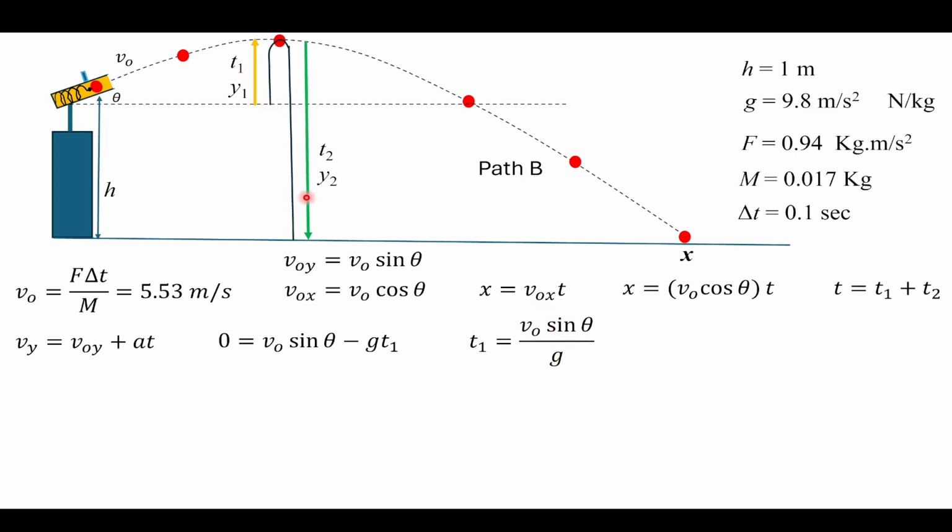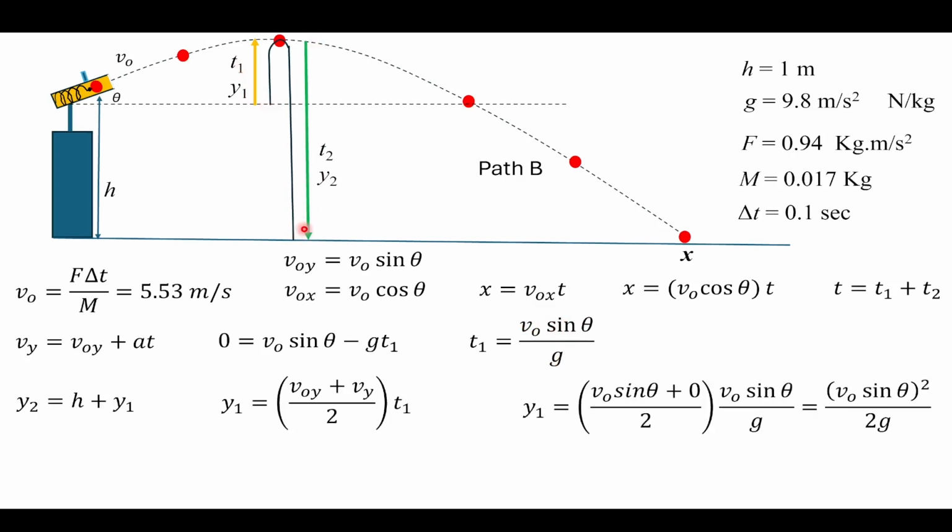Now I need to find t2. Well, to find t2, let's first find the distance for the ball to travel from the top height all the way to ground. Well, y2 consists of two parts. First, it's the distance from ground to here. So that's h. So y2 is h plus this distance, and this distance is y1. Now, y1, we can find as follows. If the ball is traveling upward with a constant acceleration, which is in this case the gravity, then the motion equation is the following.